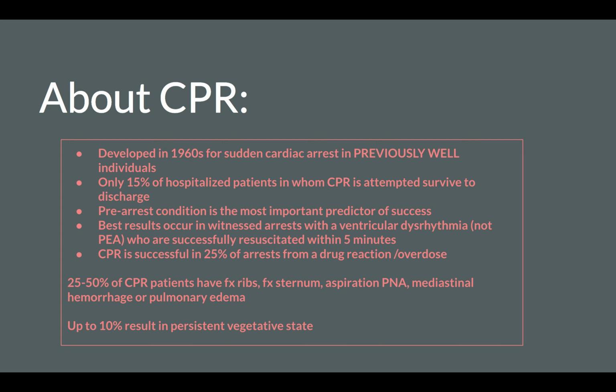And then other things I think to discuss with patients when you're discussing DNR and codes: about 25 to 50% of CPR patients have rib fractures, sternal fractures, aspiration pneumonias, mediastinal hemorrhage, and pulmonary edema. So even if you are able to get them back, they're left with a lot of these sequelae afterwards. And actually up to 10% of people who are resuscitated from arrest end up in a persistent vegetative state. So they end up with an anoxic brain injury as a result of their arrest, and the rest of their life is spent in this persistent vegetative state.